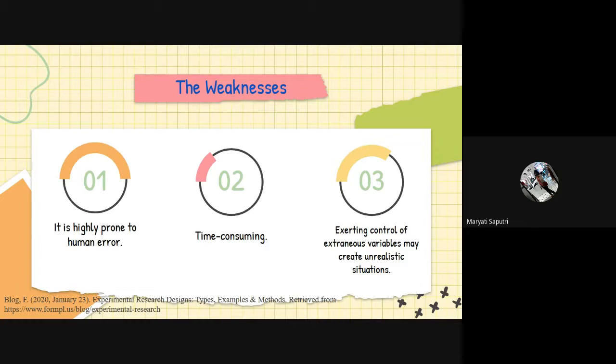The last is exerting control of external variables may create unrealistic situations. It means that eliminating real-life variables will result in inaccurate conclusions, which results in the researcher controlling the variables to suit their personal preference.